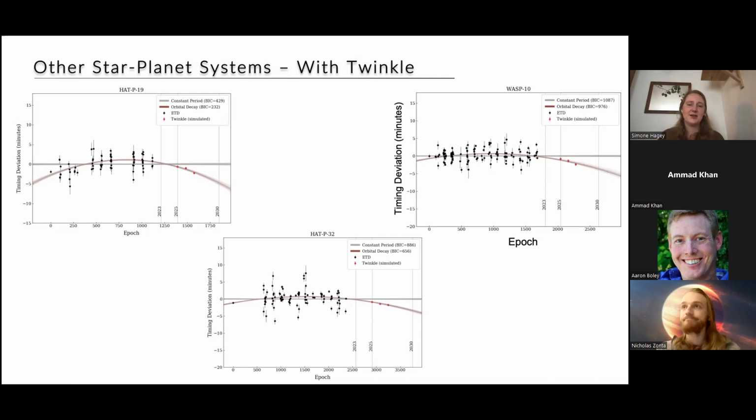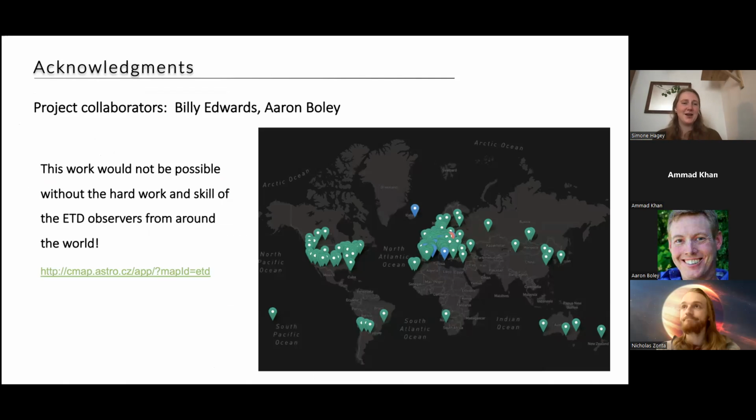Within 5 to 10 years, that will be enough for us to confirm whether or not these planets are actually decaying. So hopefully I didn't go over time.